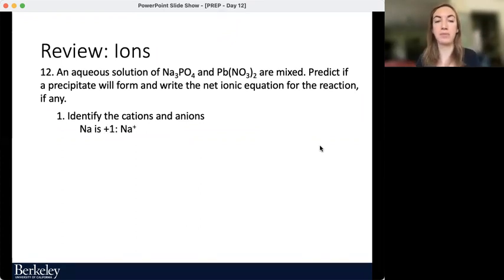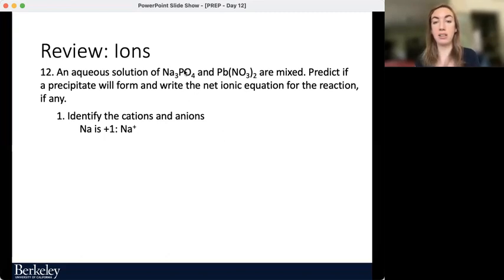When I'm looking at Na3PO4, even if I don't know anything about PO4, I know that sodium is +1. I can find it on the periodic table. It's in that first column. It has one valence electron. It wants to lose that valence electron, so it's going to be +1. So my cation from the first compound is Na+, a +1 charge.